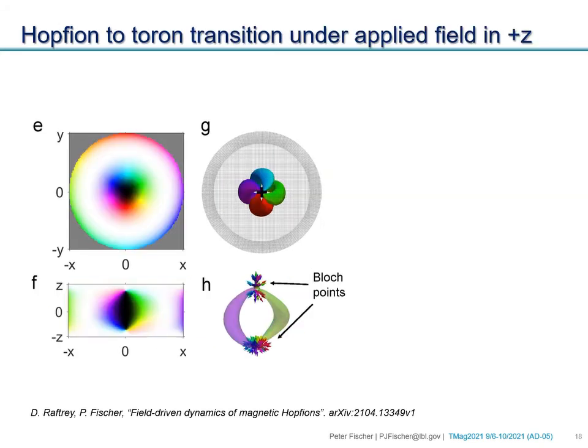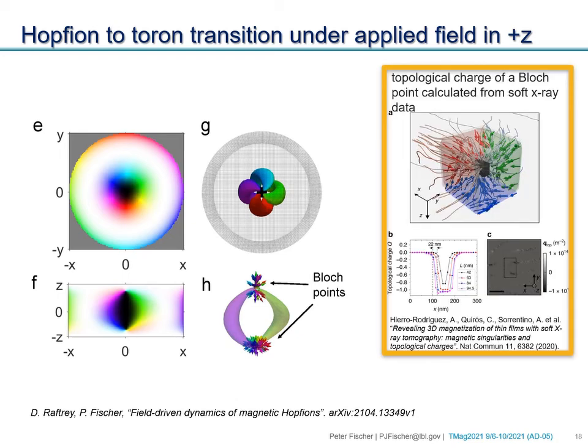Now, what happens if you apply a magnetic field in z direction to the Hopfion? Simulations show that it would basically transform into a so-called Toron. Now, the Toron would have not only these vortex rings or the vortices, but also the Bloch points. And Bloch points, as you probably all know, are a subject of high interest. Here's just one paper I want to highlight by Aurelio Herrera Rodriguez and others, where again they used soft X-ray tomography to study these magnetic singularities and topological charges. Actually, they were able to look into a Bloch point with soft X-ray data. And again, this is something that we would like to take advantage of and now study the dynamics.